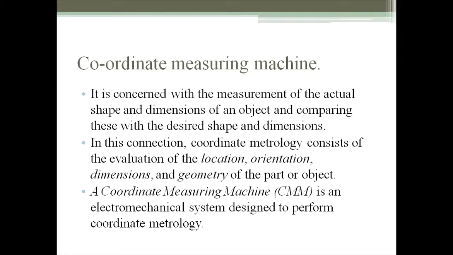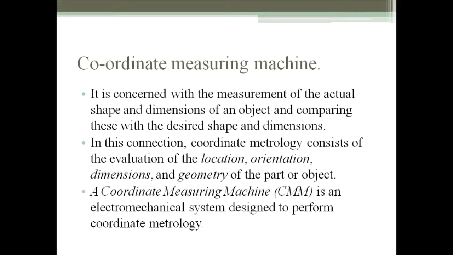It is concerned with the measurement of the actual shape and dimension of an object and comparing it with the desired shape and dimensions. In this connection, coordinate metrology consists of the evaluation of the location, orientation, dimension, and geometry of the part or the object. A CMM is an electromechanical system which is designed to perform coordinate metrology.